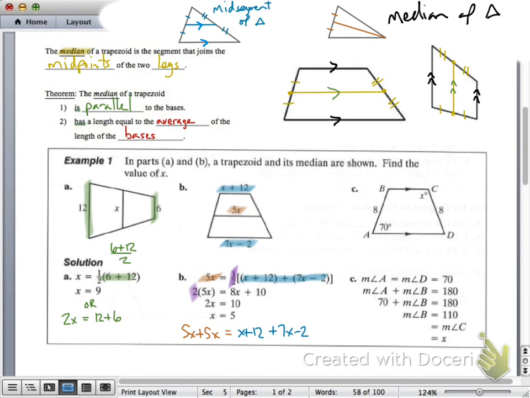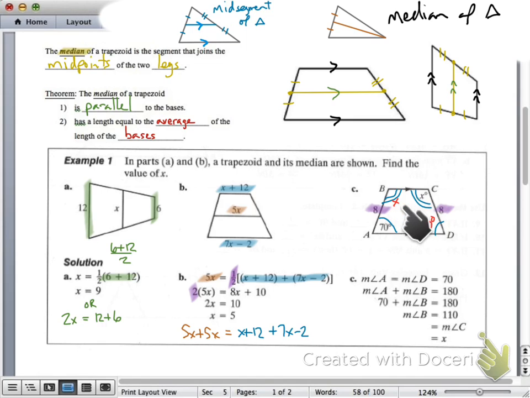Now, the other type of question that we're going to be seeing with respect to these isosceles trapezoids has to do with finding the measure of angles. Really, once you know one angle measure, you know all of the angle measures of an isosceles trapezoid, because the base angles are congruent. So if this angle is 70 degrees, then this angle is 70 degrees.